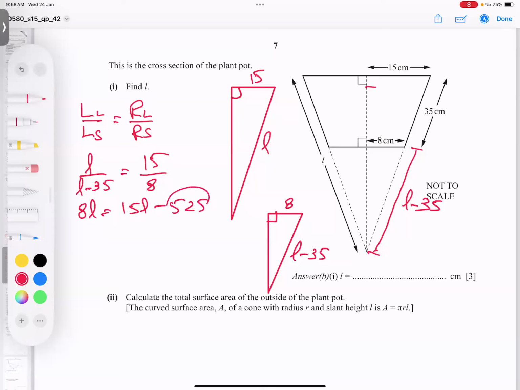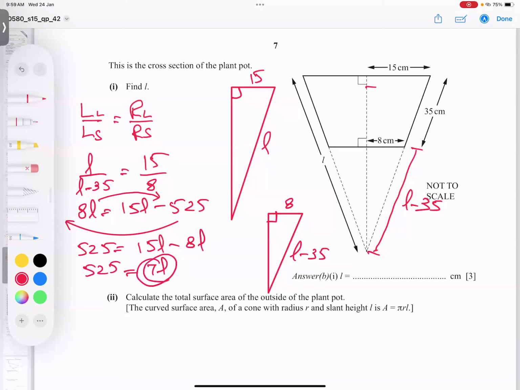Now, student, this is a negative sign. You can see I will bring this length on this side, and 8 will come on this end. So 525 equal to 15L minus 8L. Out of 15L, subtract 8L, you'll get 7L. And 525, 7 is multiplying with L, will come down and divide. When I divide by 7, I will get, Alhamdulillah Rabbil Alameen, 75 centimeter.